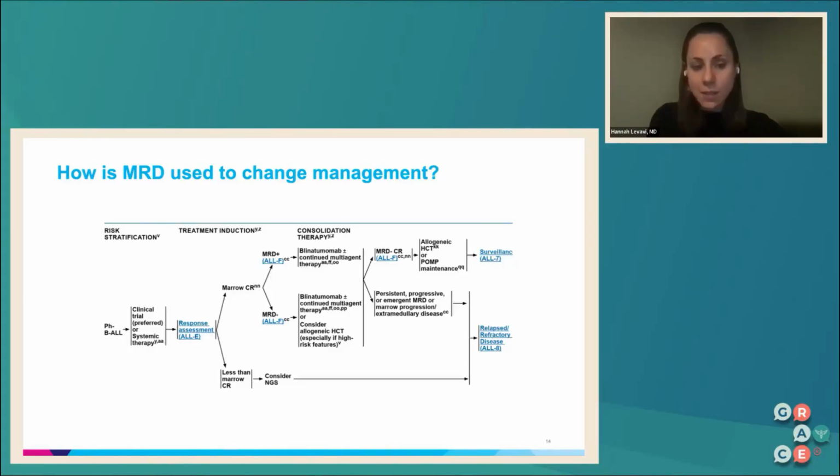This is just one of many examples of how MRD might be used to change management, but there are specific drug approvals for MRD positive disease, and specific time points and branching points where we start to consider whether we should change our management of a patient because of the MRD status.